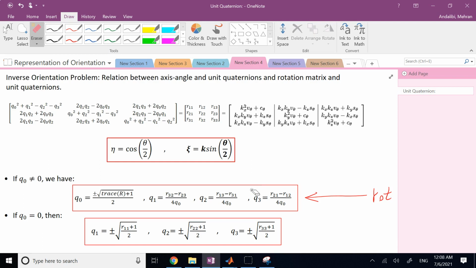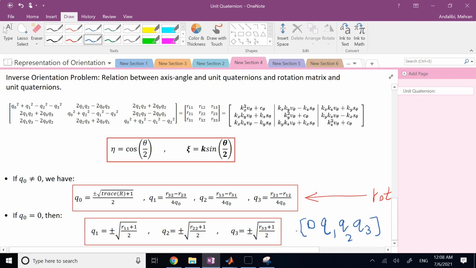Even if Q0 is 0, how can you get the other Q's? In other words, can you have a quaternion like this: 0, Q1, Q2, and Q3? Can I have a quaternion like this?